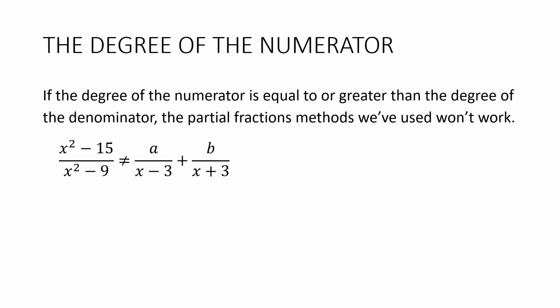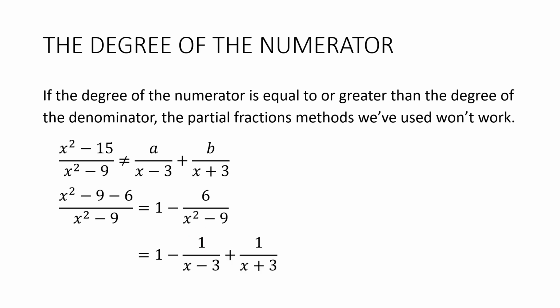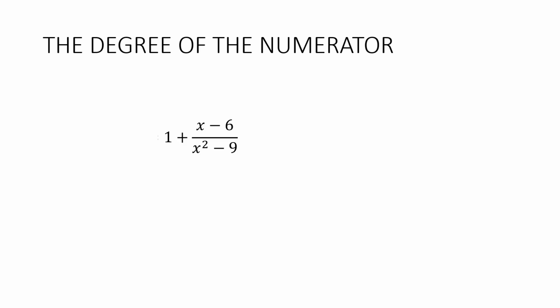Now this one's a really easy one to reduce. I'm going to match the denominator, x squared minus 9, and steal that from the numerator like this. So instead of x squared minus 15, I'm writing x squared minus 9 minus 6, that's still the same. And now I'm splitting this up, and it becomes 1 minus 6 on x squared minus 9, and now I can use partial fractions. So it'll end up looking like this. Now that was a pretty easy question.